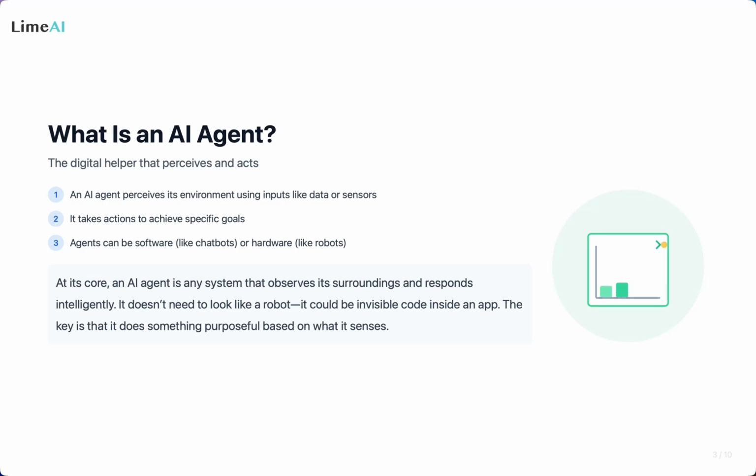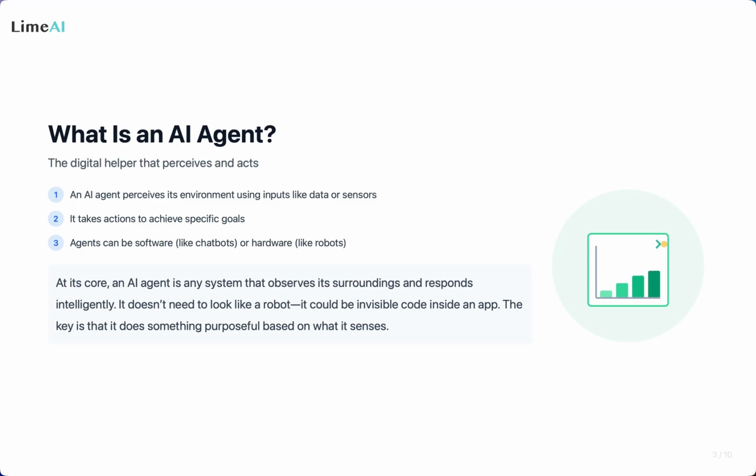For example, when you ask Alexa to play music, it hears your voice. That's perception. It figures out which song you want. That's decision making. And then it starts playing the track. That's action. And it's not just voice assistants. A recommendation system on YouTube is also an AI agent. It watches what videos you click on, learns your preferences, and suggests more of the same. Even though you can't see it, it's working behind the scenes.